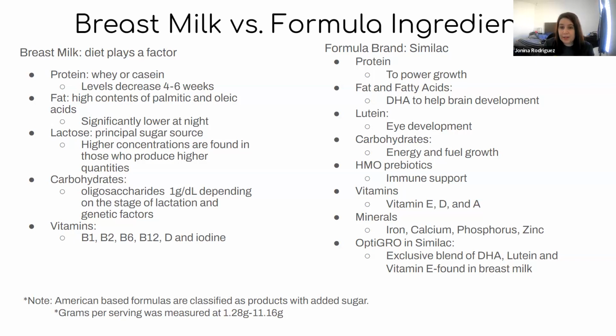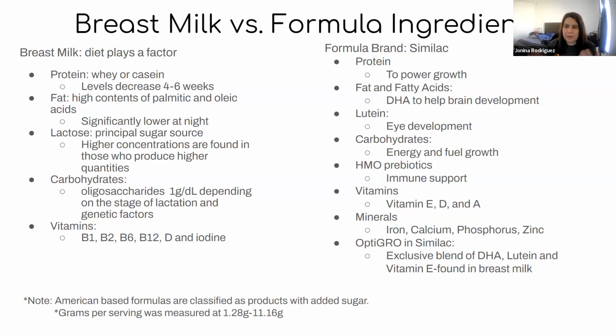For the formula brand that we're going to look at, it's called Similac. It's one of the most popular ones here in America. They do have protein, which helps power growth, fat and fatty acids, which includes DHA to help brain development, lutein, which helps eye development, carbohydrates for energy and fuel growth, HMO prebiotics, vitamins E, A, and D, and then minerals: iron, calcium, phosphorus, and zinc. And then this one has a special mix that includes a blend of DHA, lutein, and vitamin E, which is particularly found in breast milk. But a lot of formulas try to mimic breast milk.